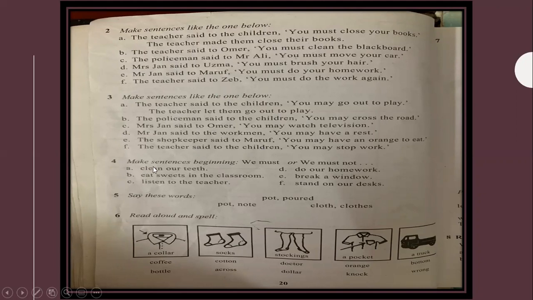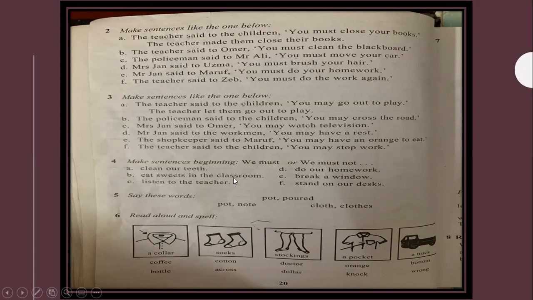What is this exercise about? Make sentences beginning we must or we must not. It means they have given you here some things which you have to do and which you do not have to do. Understand? We use we must and we must not. They are our duties, or things necessary for us to do and not to do. Let's see number 1. A. Clean our teeth. What will you write here? We must or we must not.